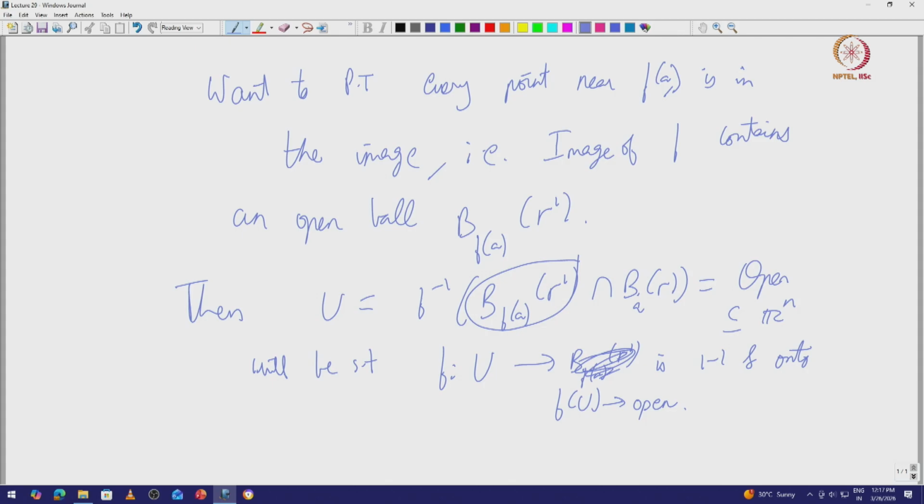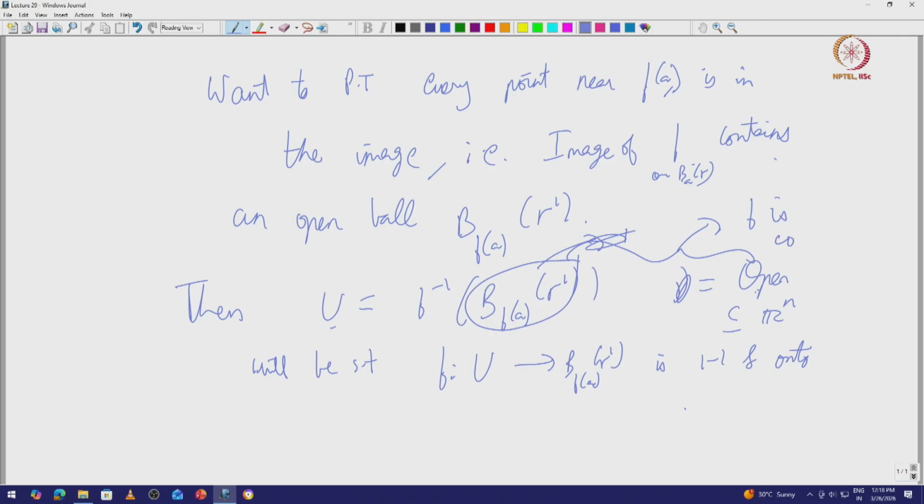In fact, what we will prove is that the image of f on B_a(R) contains an open ball, so that we don't even need to take this intersection. So this is merely B_f(a)(r') is open. By the way, why would this be an open set? You can define U to be this, sure, but why would it be an open set? This is open because f is continuous.